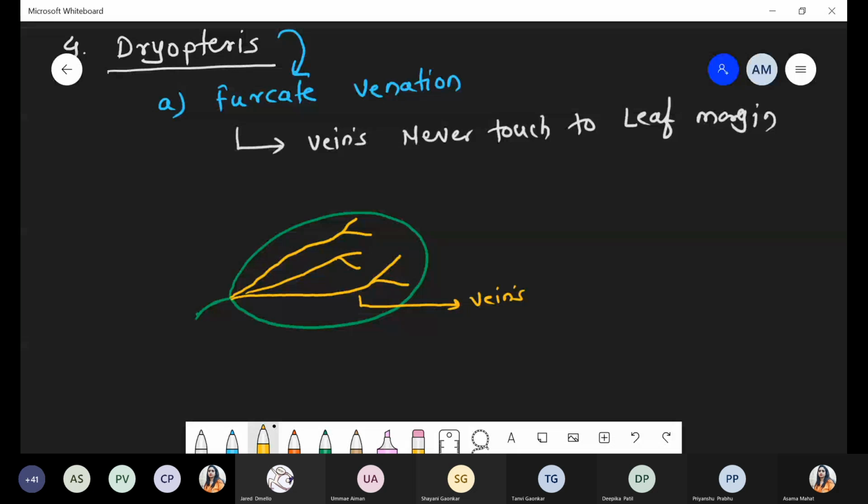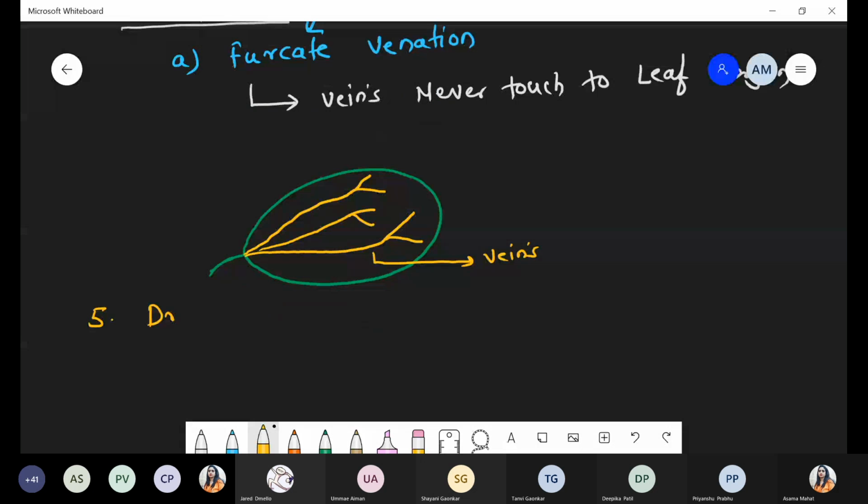Okay. Now I'm talking about the fifth point, again in the case of Dryopteris. Similarly, in Dryopteris, there is a presence of a specific structure, that is circinate taxis, also called hyponasty.